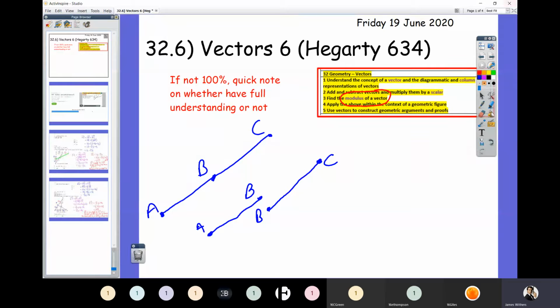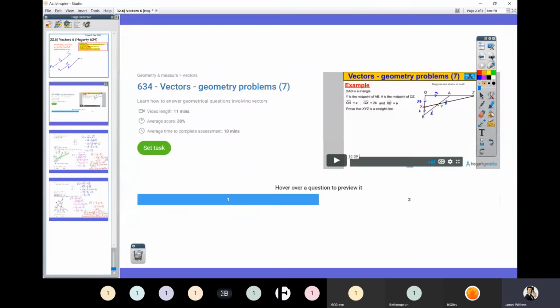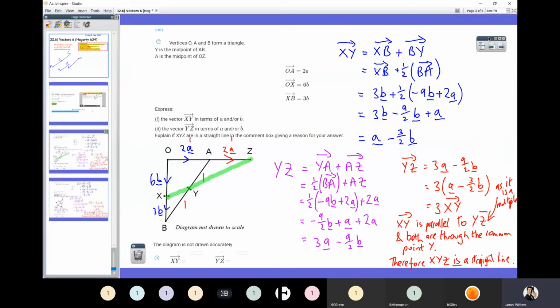I'm just going to model the two questions that come up. It's 634 that you're going to be doing, and you will see that it's literally only got two questions. Let's have a look at the first one. The question says, explain if X, Y, Z are in a straight line in the comment box, giving a reason for your answer.